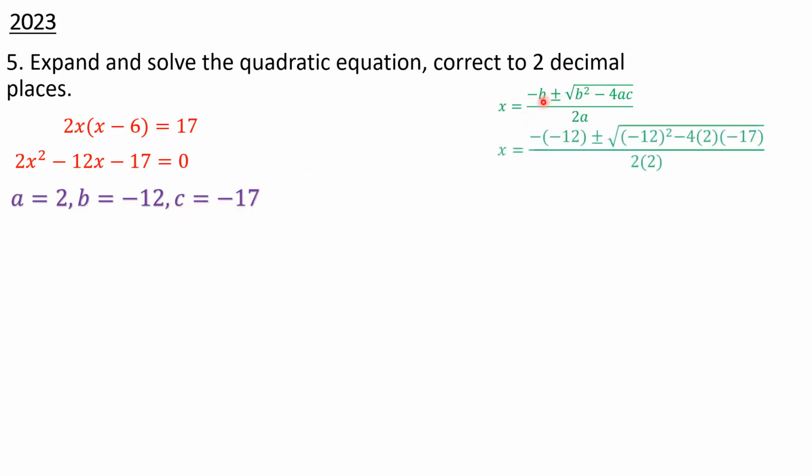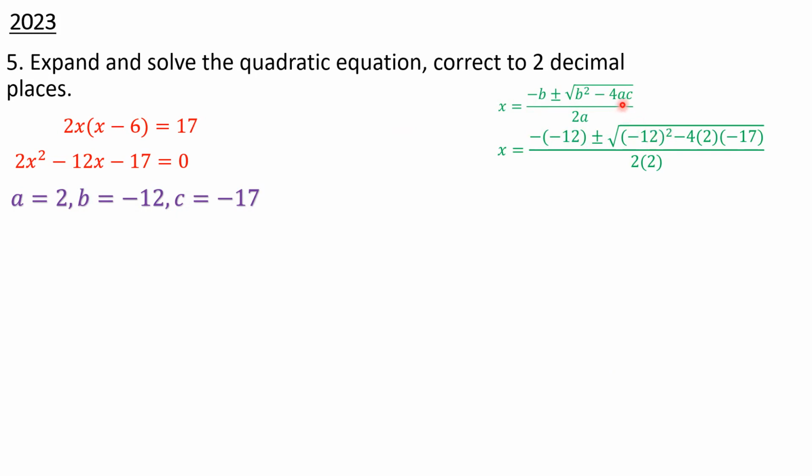Let's substitute. The first thing we'll substitute is b. We know that b is negative 12, so wherever we see b, we put negative 12. Notice that the formula says negative b, so we keep the negative on the outside, but we have to put what b is, which is negative 12. Plus or minus remains. And we have the square root of b squared, so that's negative 12 squared.